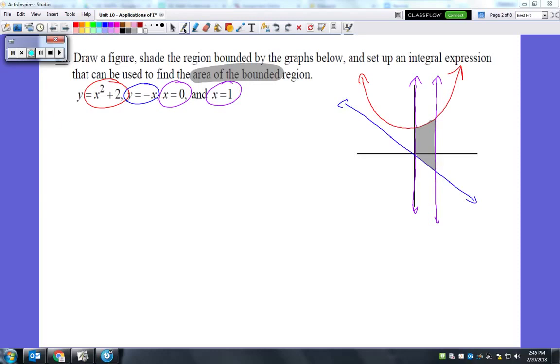Now, first step. Step 1 says, is it dx or is it dy? Remember, dx are vertical slices throughout the entire area, and dy are horizontal slices throughout the entire area. Our goal is to have the least amount of integrals to set up as possible. So what do you think I should do, dx or dy?